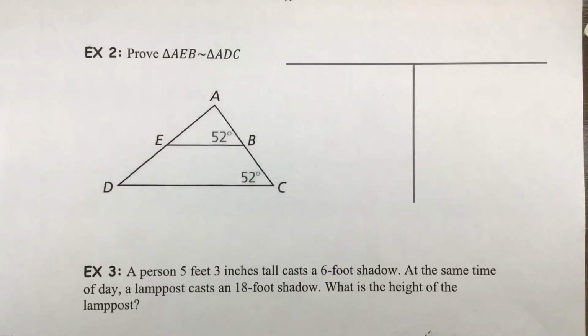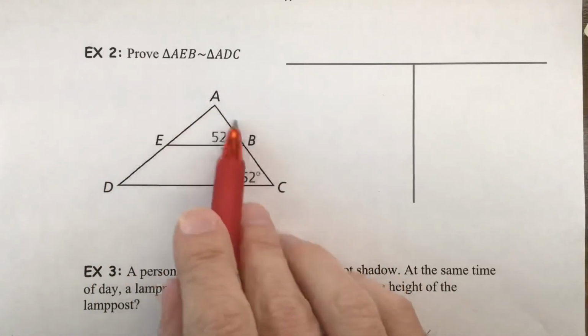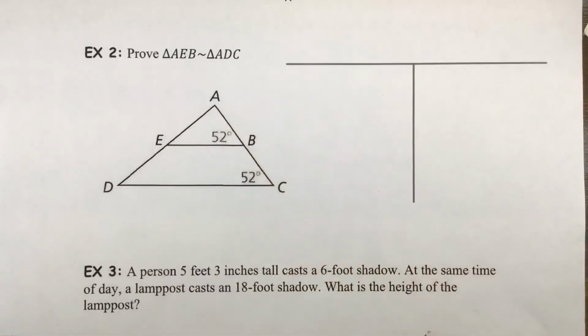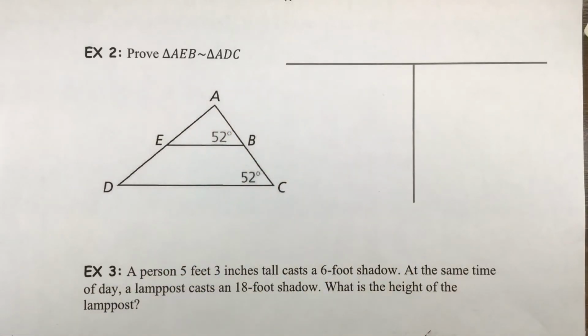For example 2, we're going to write one of these shortest possible proofs. We're going to prove that triangle AEB, which is this top triangle here, is similar to ADC. So we can prove that the little one is similar to the larger one that it sits inside of, and it is important that you realize one is sitting inside the other one.